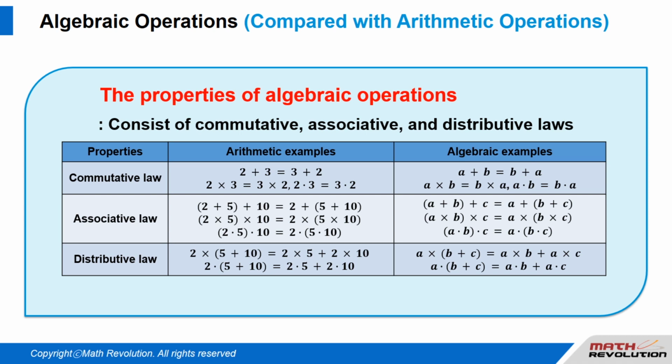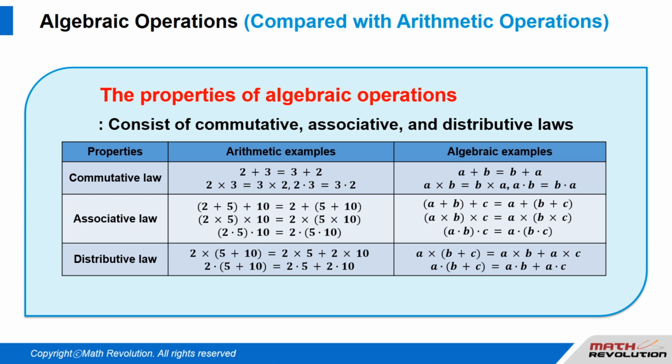Property is associative law. Arithmetic example of associative law is (2 plus 5) plus 10 equals 2 plus (5 plus 10), and (2 times 5) times 10 is equal to 2 times (5 times 10). Algebraic example of associative law: (a plus b) plus c equals a plus (b plus c), and (a times b) times c equals a times (b times c).